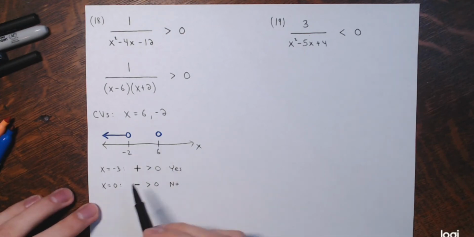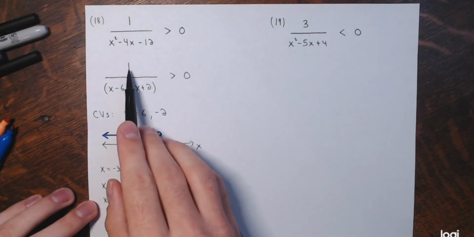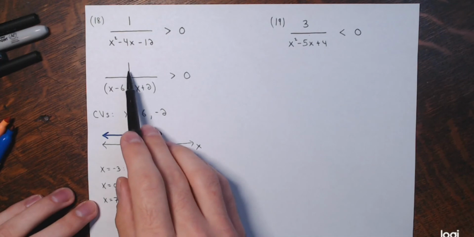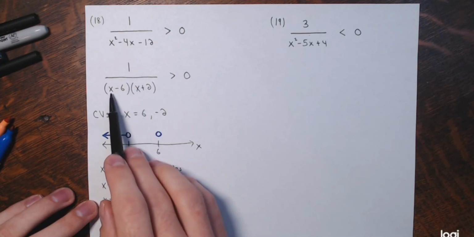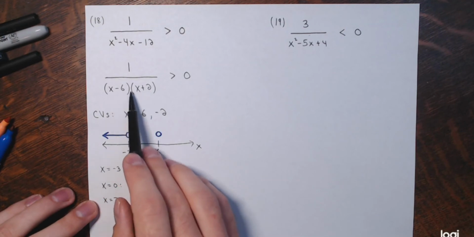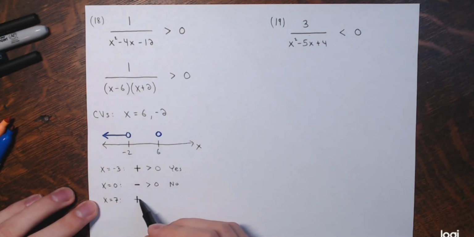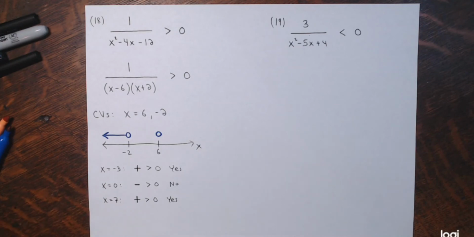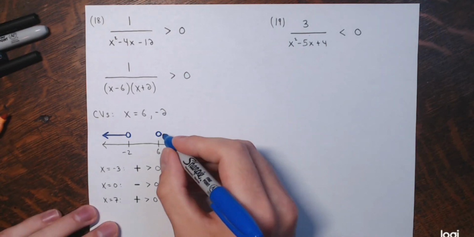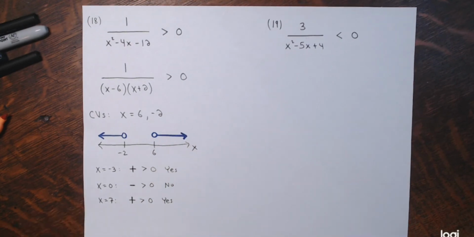And then to the right of 6, how about 7? Again, factored form would be easy here. The numerator's positive, and if x is 7, you have a positive factor here, a positive factor there. Positive times positive is positive, so everything's positive on the left. So you have a positive number on the left, and is that greater than 0? Well, yeah, a positive number is greater than 0. So these numbers to the right of 6 are solutions, and I'll mark that off.